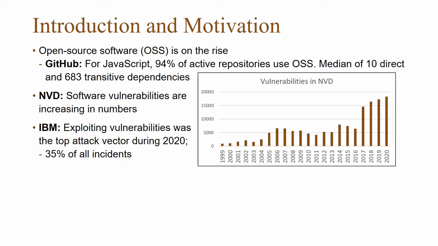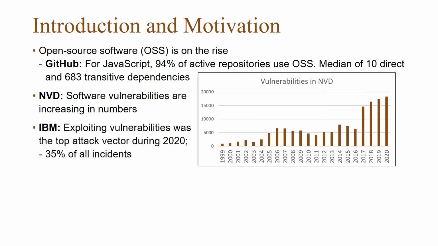Open source software, abbreviated OSS, is on the rise. In a recent report from GitHub, they say that for JavaScript, 94% of the active repositories use OSS, with a median of 10 direct and almost 700 transitive dependencies in use in the repositories.